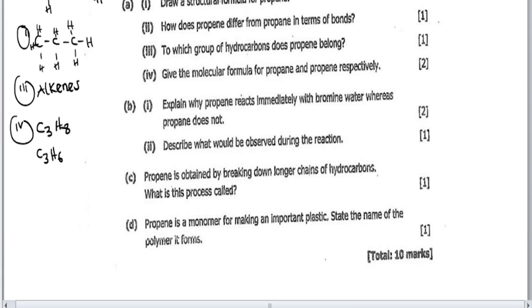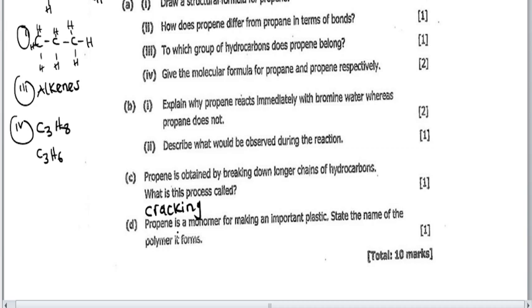Propene is obtained by breaking down longer chains of hydrocarbons. What is this process called? The process in which longer chains of hydrocarbons are broken down is called cracking. Just the same ordinary cracking.